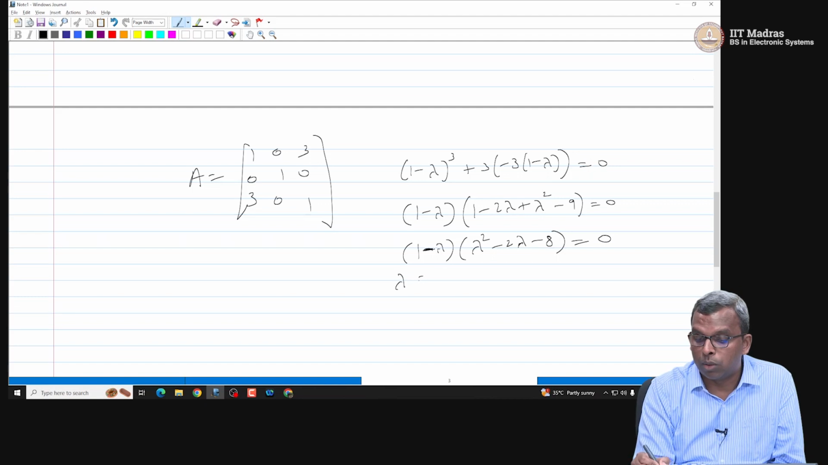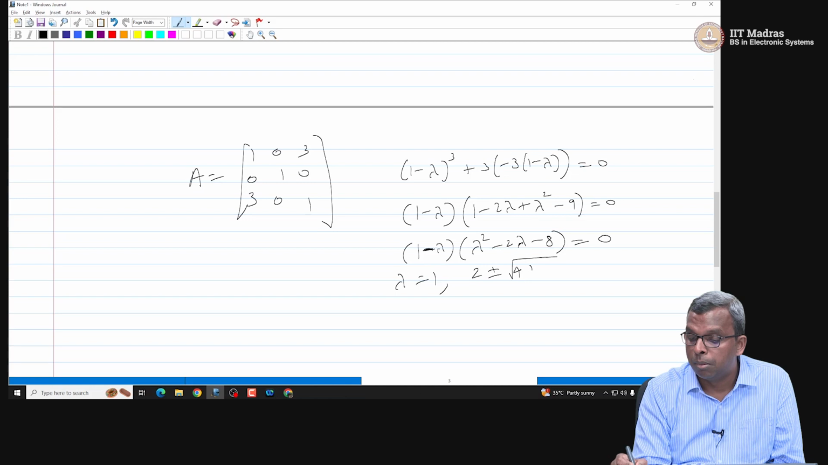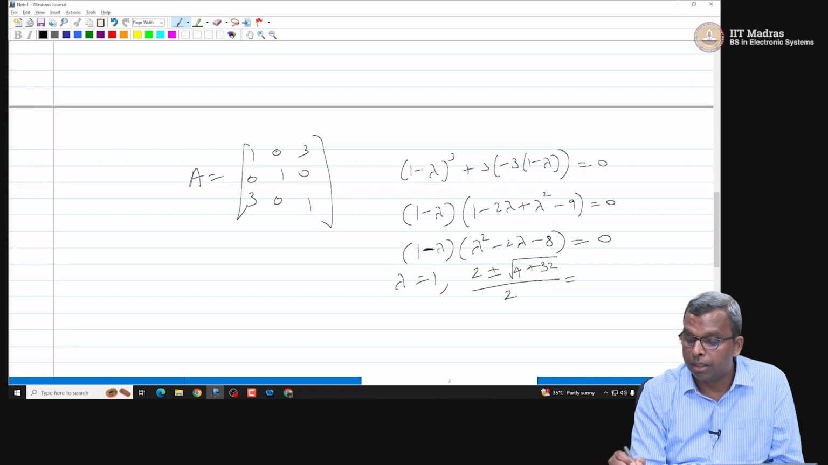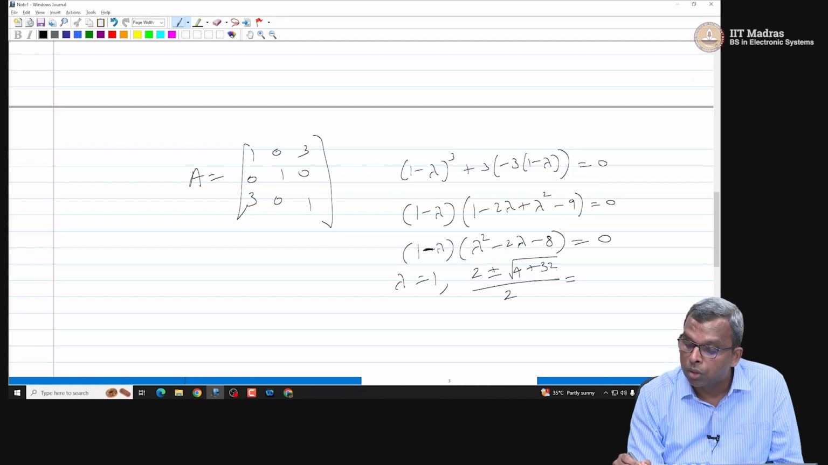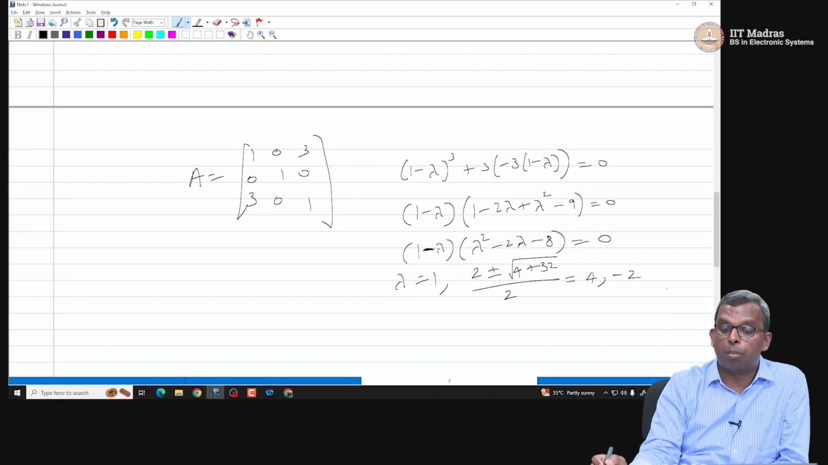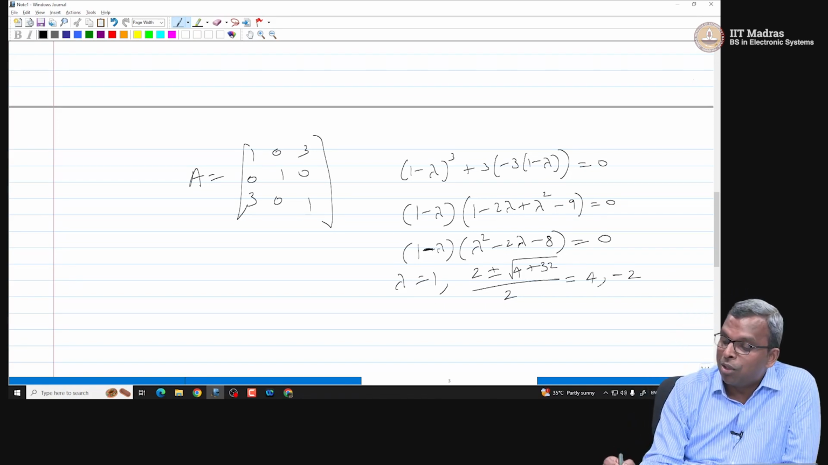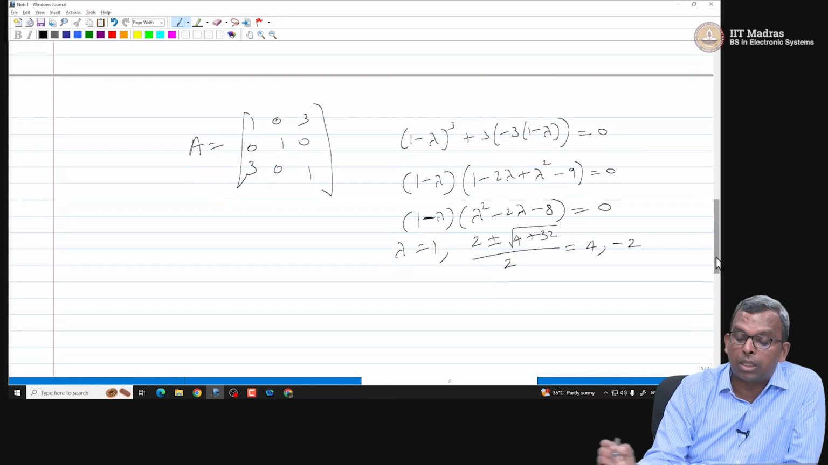So you have lambda equals 1. Then here you have 2 plus or minus square root of 4 plus 32, over 2. So you can write it as 4 and 2 by 2, which is basically 6. Plus or minus 6. So you've got 4 and minus 2. I hope I'm right. So lambda is 1, 4 and minus 2. Those are my 3 eigenvalues.